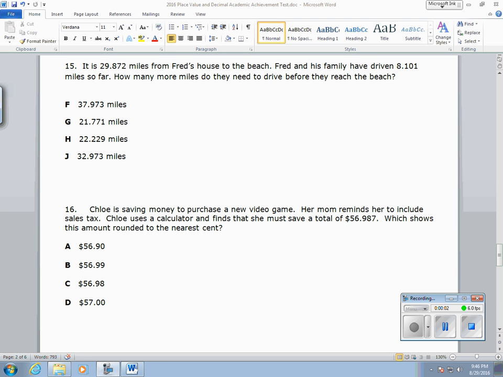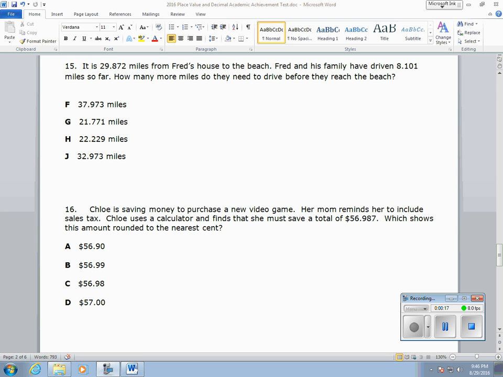15. It is 29.872 miles from Fred's house to the beach. Fred and his family have driven 8.101 miles so far. Okay, so you're talking about that's how far it is to go to the beach from Fred's house.